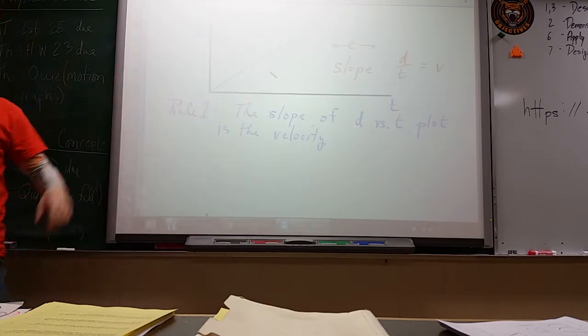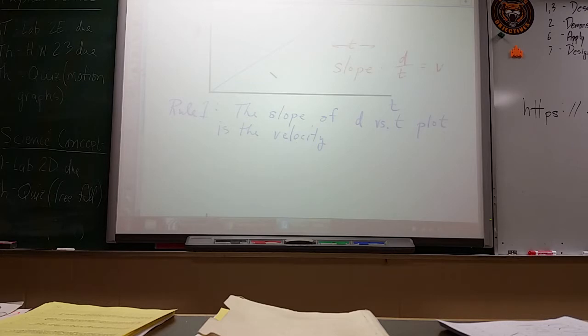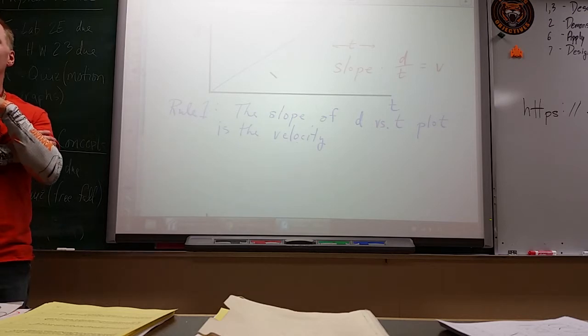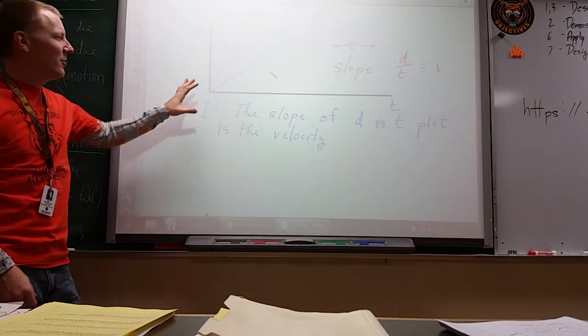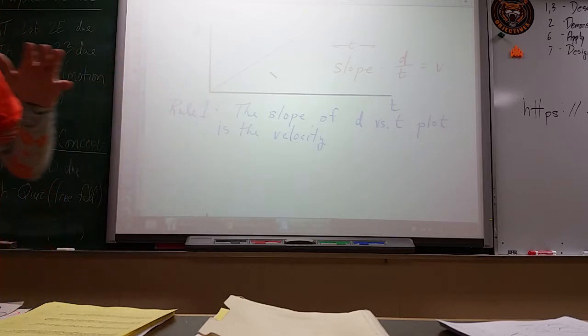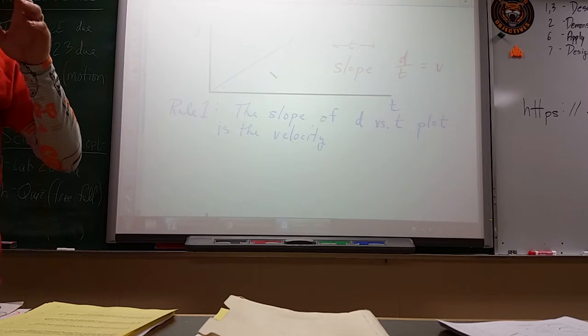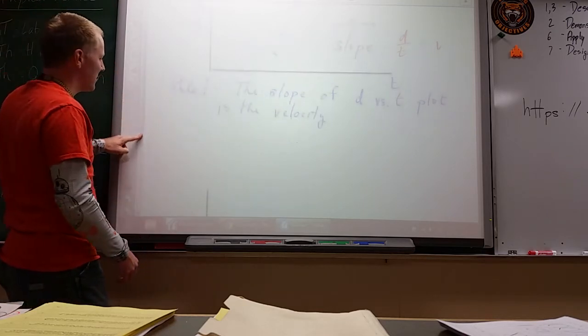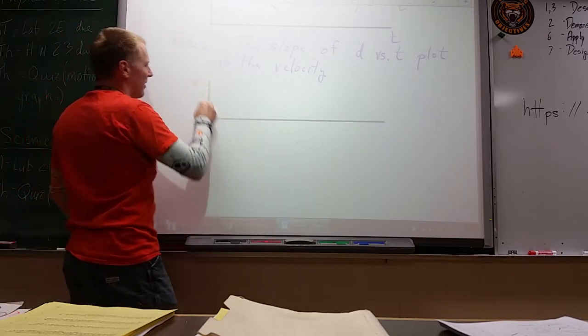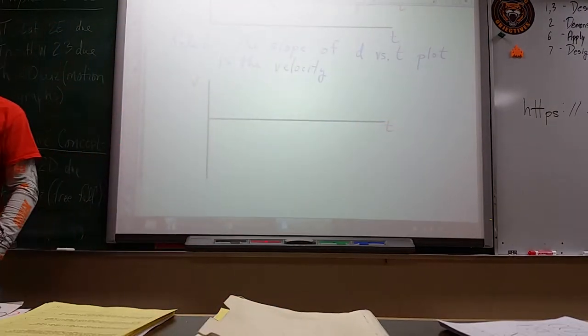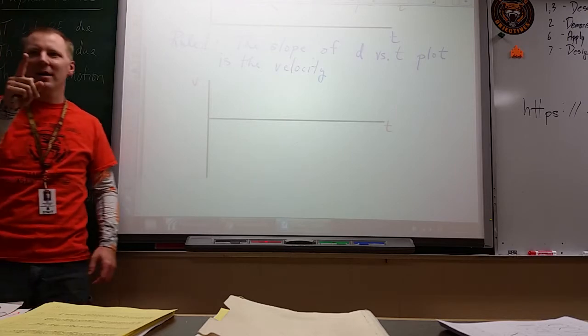What does the slope of this look like? Is it positive, negative, or zero slope? It's a positive slope. Is the slope changing or constant? Constant, because it's a straight line, right? So that means the velocity, we don't have numbers here, so we're not going to worry about the number part of this, but the velocity will be a constant positive. So if we go down and now do a velocity versus time graph, how do we draw a positive constant?